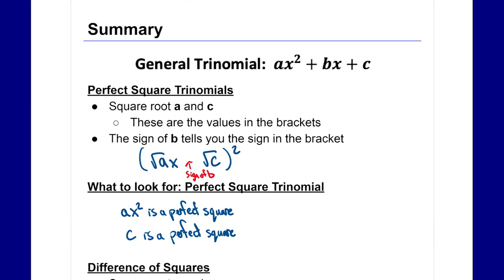So basically a perfect square just means that I can square root that value or that number and get a nice answer. It's going to give me a nice whole number. It's not going to give me a decimal or an irrational number. So your perfect squares might be, say, 1 squared is 1, 2 squared is 4, 3 squared is 9, 4 squared is 16. So all of these are perfect squares.